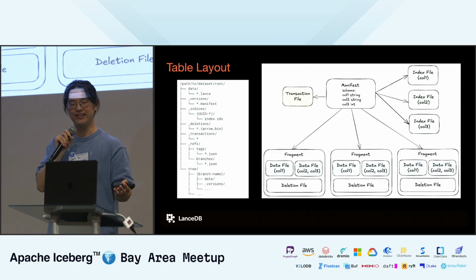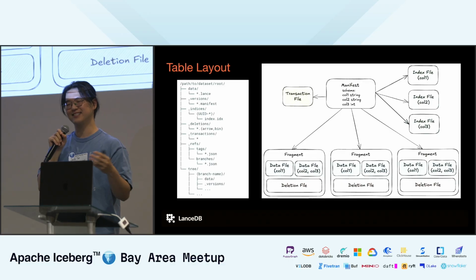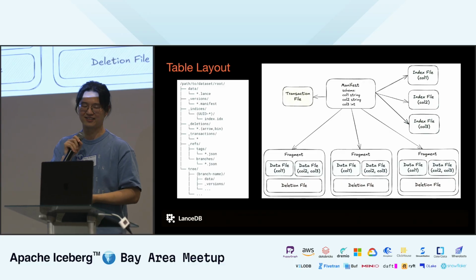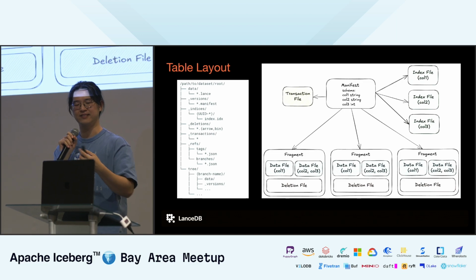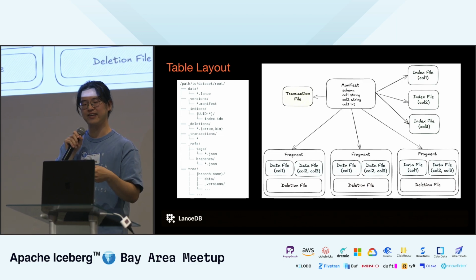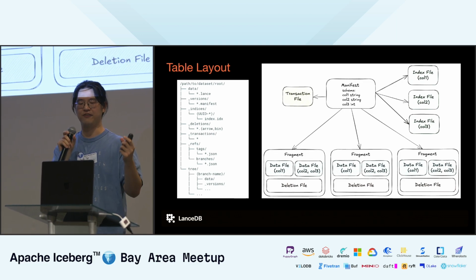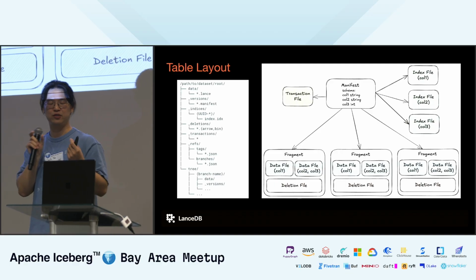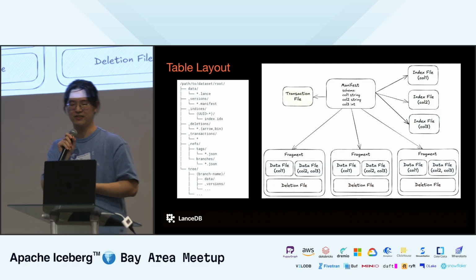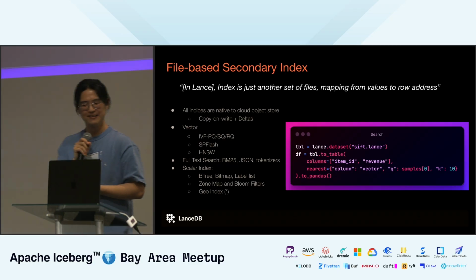The other thing we did is fragments. Fragments are kind of similar to data files in Iceberg and Delta. The key difference is that, as you can see in the graph here, we can store data of different columns in different files. And these files are also Lance files, by the way. By doing that, you can have some good features for ML training that I will talk about later.